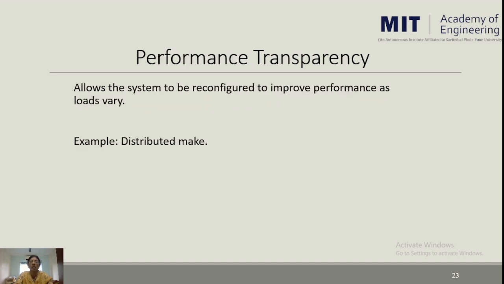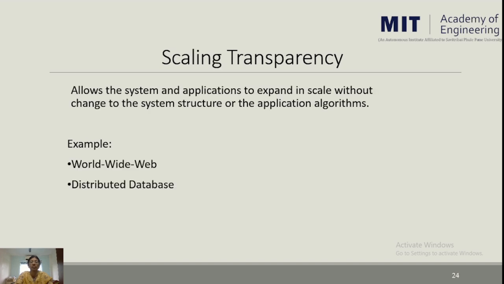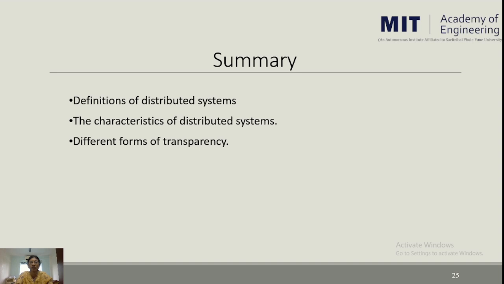Performance transparency allows the system to be reconfigured to improve performance as the loads vary. Example, distributed mix. Scaling transparency allows the system and applications to expand in scale without changing the system structure or the application algorithms. Example, World Wide Web and distributed database.